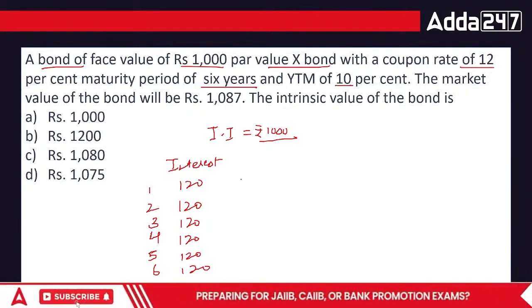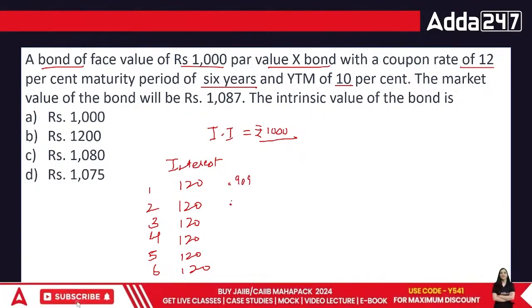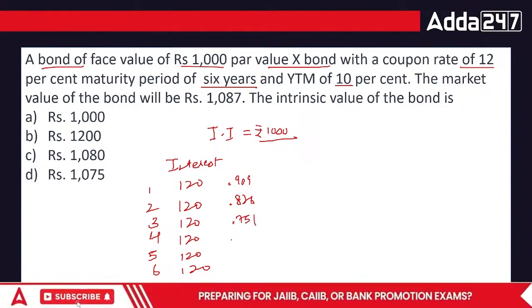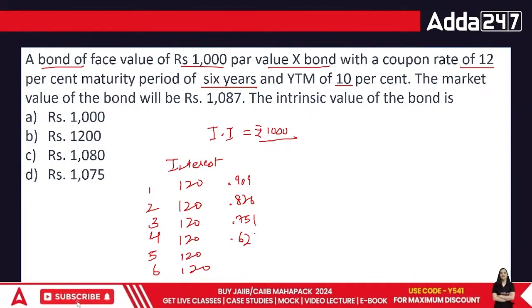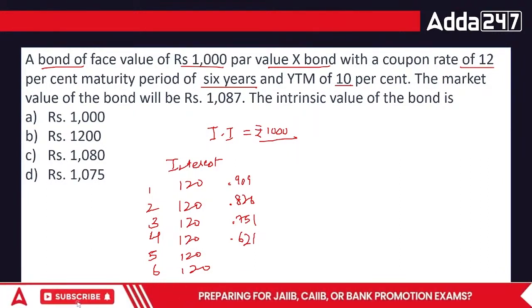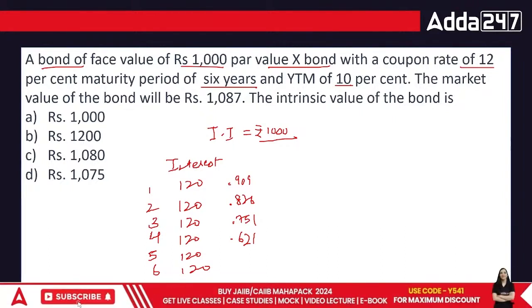10%. I can say this is 0.909, 0.826, 0.751, 0.621. The rest I will have to calculate for you, because these are the ones I remember by heart already. How do we calculate this amount, everyone?